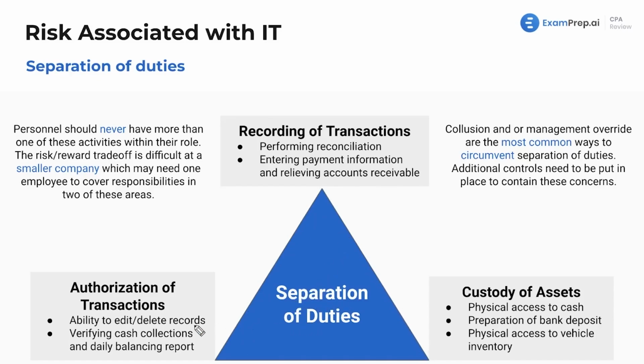Separation of duties. Well, you want to keep the record keeping, the custody, and authorization all separate from each other. Meaning, if you've got individuals who record data, who physically hold cash or inventory, whatever, and who authorize the transfer of cash or inventory, all these three components need to be kept separate.